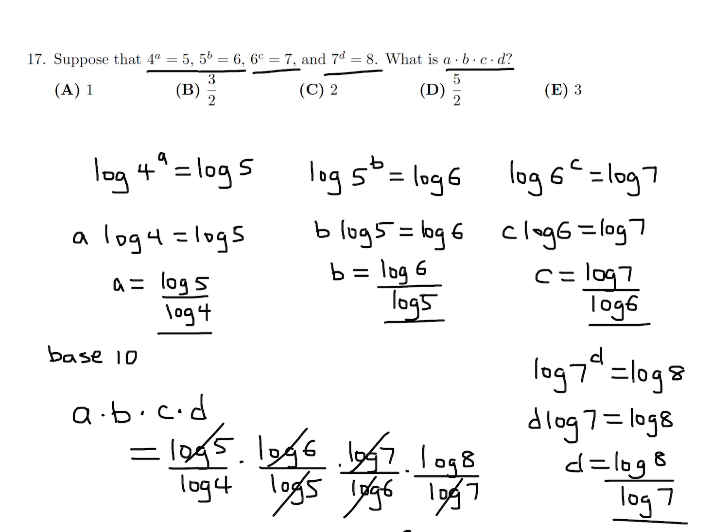If there's another way, and I'm sure that there is, and you're more comfortable with that other way, then that's perfectly fine, as long as you get the right answer. 17, therefore, is B.